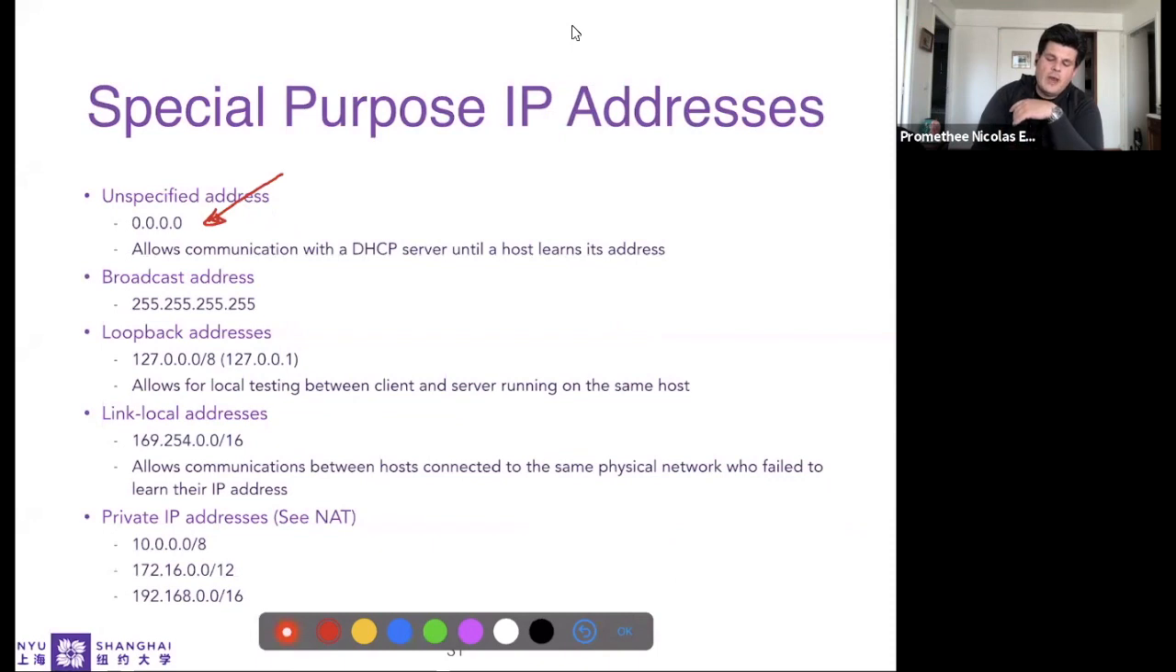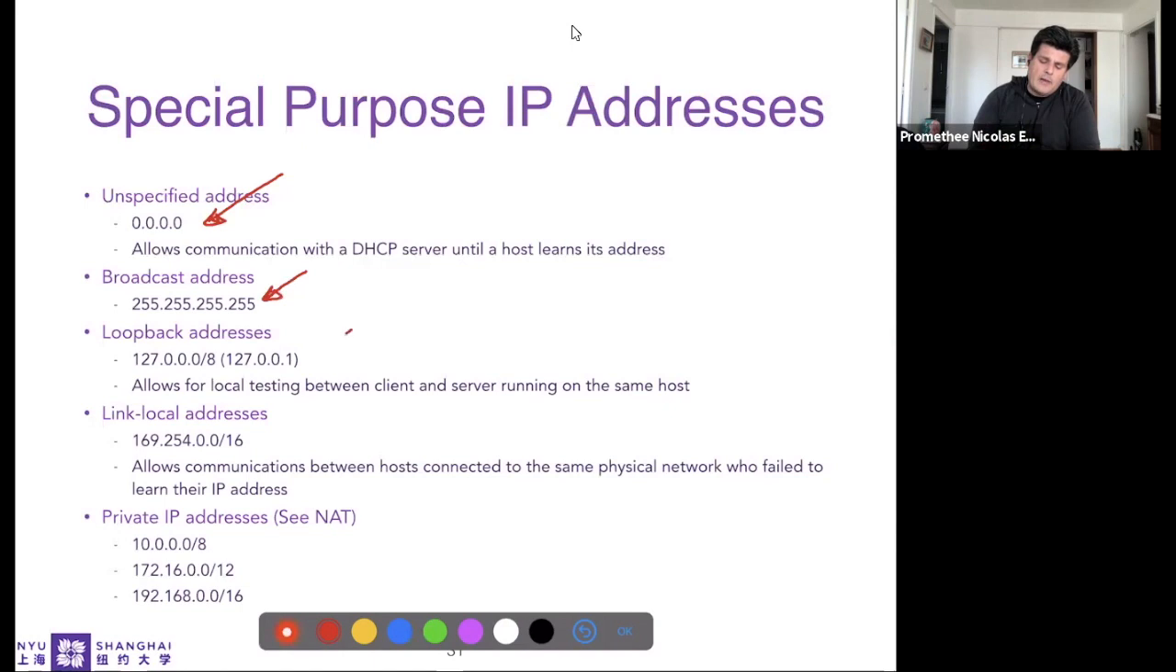Okay? Then we have the broadcast address. We already talked about the old ones, but when you use the 32 bits set to one, you can send a packet locally, and everybody else on the same network as you is going to receive that packet. This is the broadcast, but local. So it means that the router is going to block those packets.